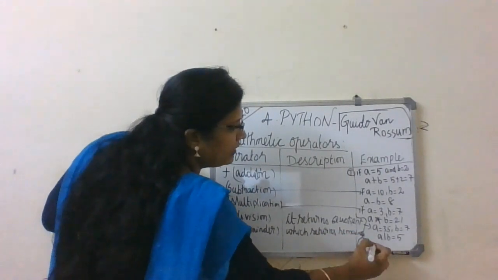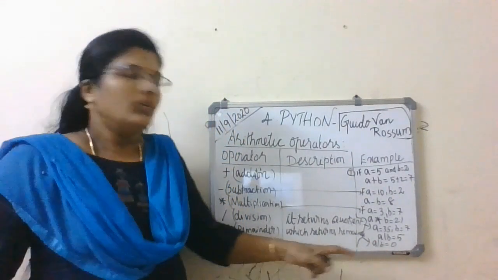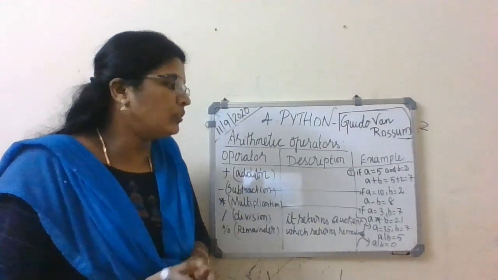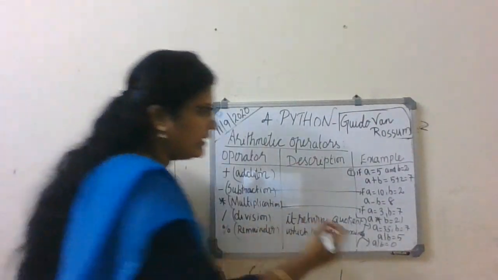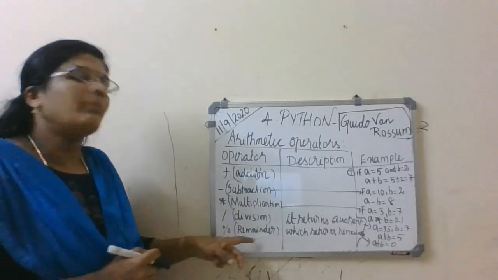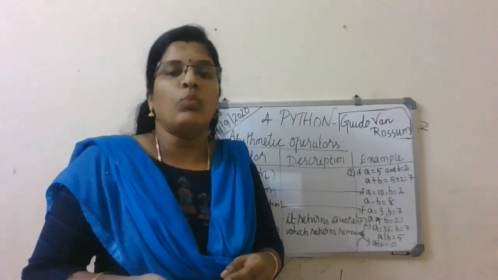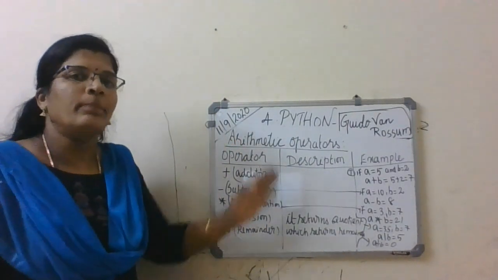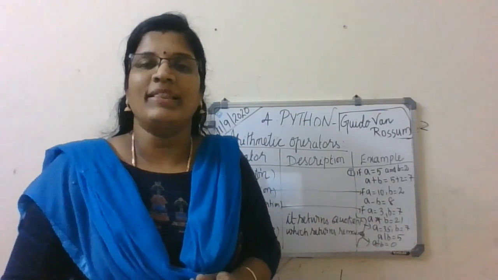So for example, a divided by b. I have taken the same values, a is equal to 35, b is equal to 7. And if I use this remainder operator, it will only return the remainder of whatever we are getting. Got it? So these are the basic arithmetic operators we should know in Python.